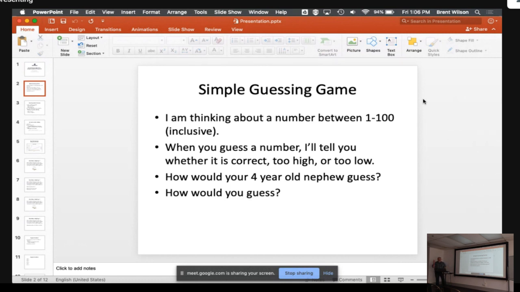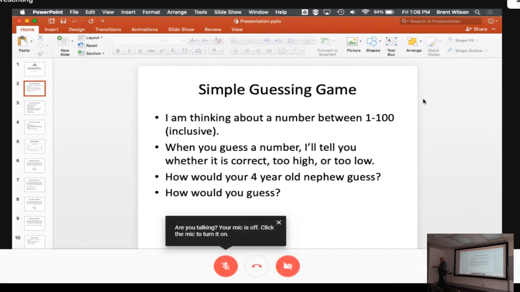Let's start with I'm thinking about a number between 1 and 100, and I want you to figure out what it is. And we don't have to play the whole game, but we'll just talk through how you would play it. And when you tell me a number, I'll tell you whether it's higher or lower. If you played that with a 4-year-old, what would the guesses be?